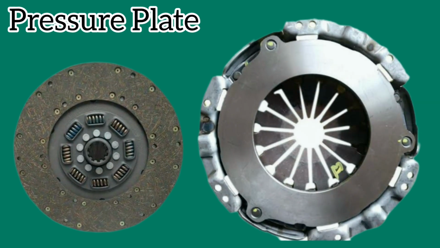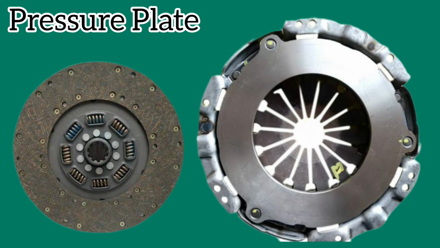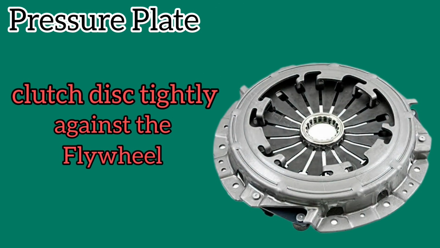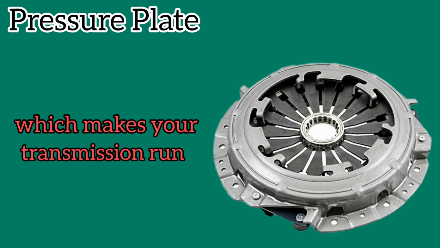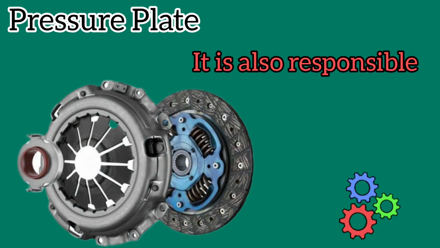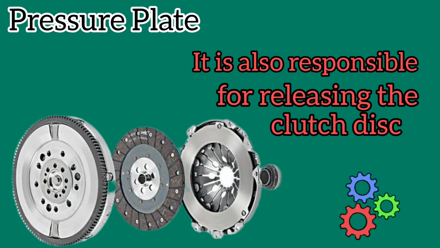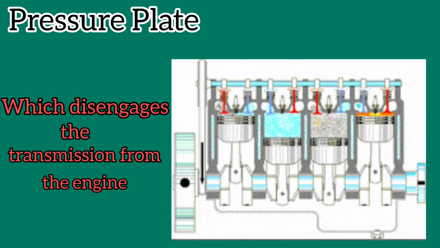1. Pressure plate. The pressure plate is responsible for holding the clutch disc tightly against the flywheel when the clutch is engaged, which makes your transmission run. It is also responsible for releasing the clutch disc whenever you press the clutch pedal, which disengages the transmission from the engine.